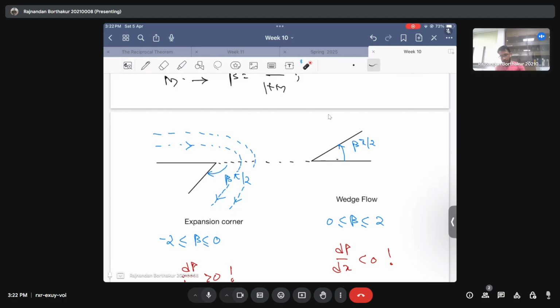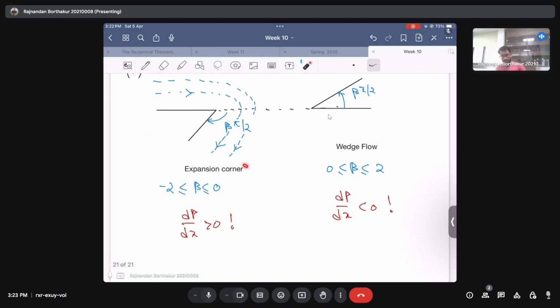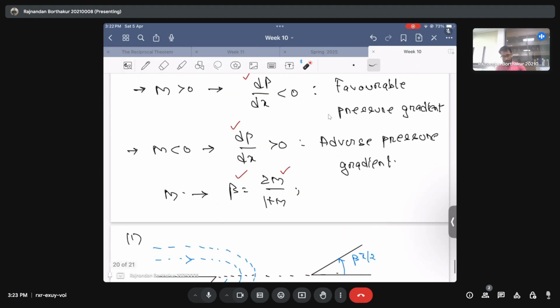So I took two examples. One is the flow around an expansion corner, meaning that there is a wedge of this form, and this is the direction in which the flow is coming. In the other case, I have a pure wedge flow where beta lies in this range. Now you can appreciate that whenever there is an expansion corner, since beta is negative, m also happens to be negative.